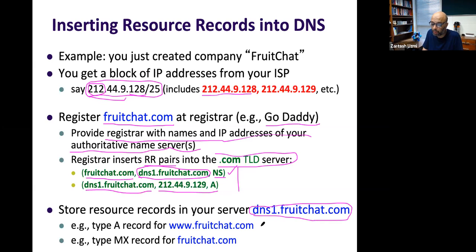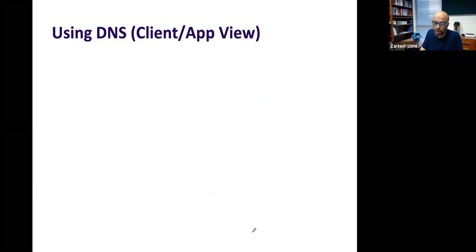Type A record for www.fruitchart.com, okay, and type MX record for fruitchart.com, okay, so that people can send you email as well. This is a very simple view. A very quick review of how the DNS query will be resolved.